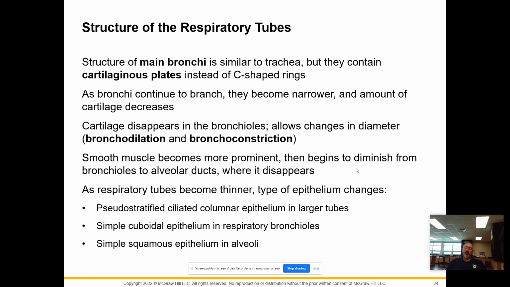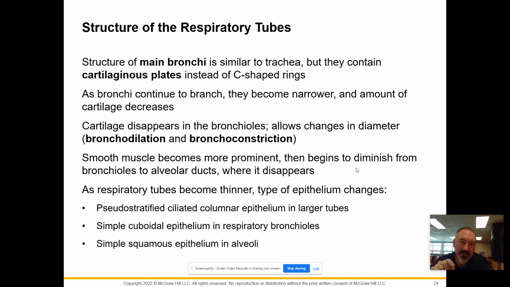So as respiratory tubes become thinner, the types of epithelium change. The pseudostratified ciliated columnar epithelium in the large tubes, we know this is for mucus and for moving of that stuff, the crowd surfing concept. Then we get to simple cuboidal epithelium in the respiratory bronchioles. These are essentially the rings that go around. And then we have simple squamous epithelium.